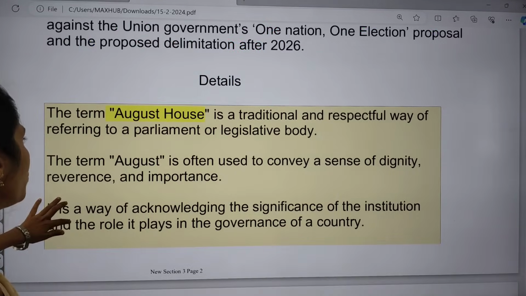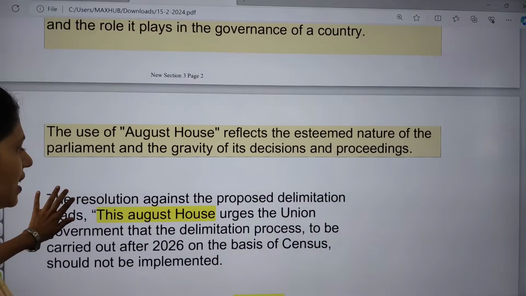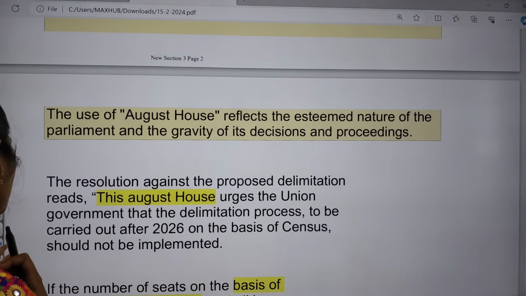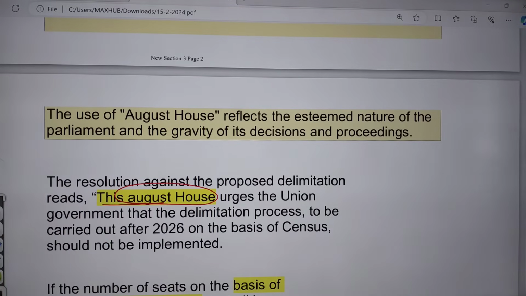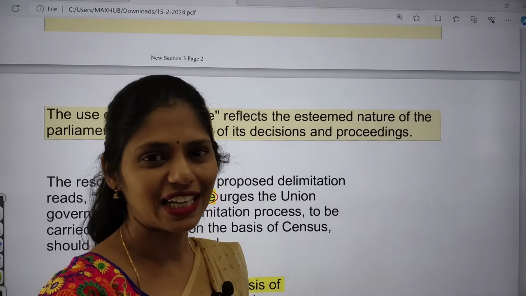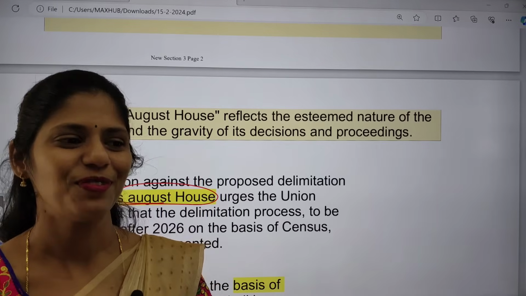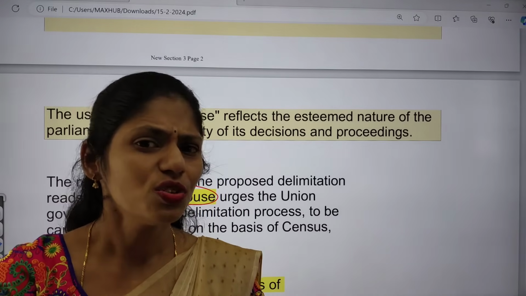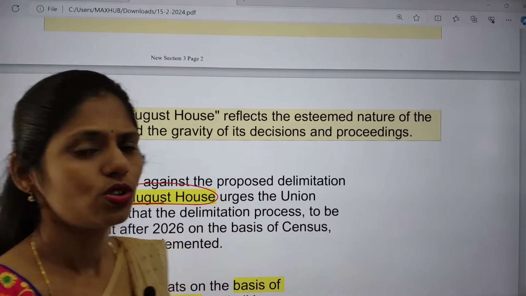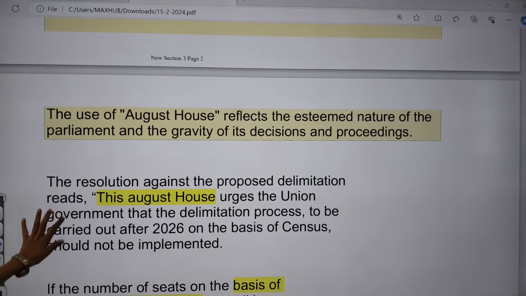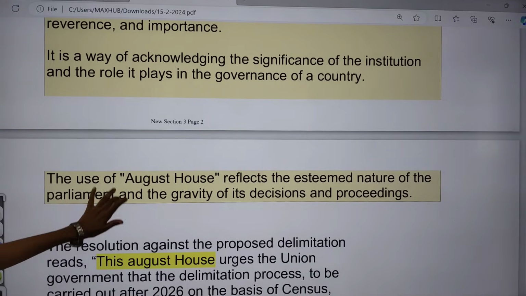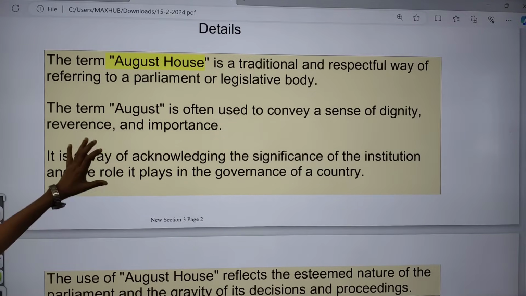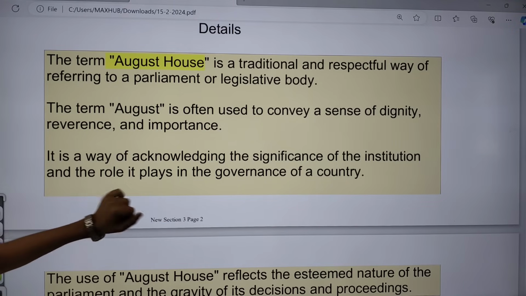Now let us move on to this topic, and there is one word given here, that is the August House. Yes, many students get confused by this August House. We have the lower house and the upper house, so what is this August House? I don't want to create any confusion in you. I want to clear the confusion, right? Because of that, I also came up with content regarding what this August House is.